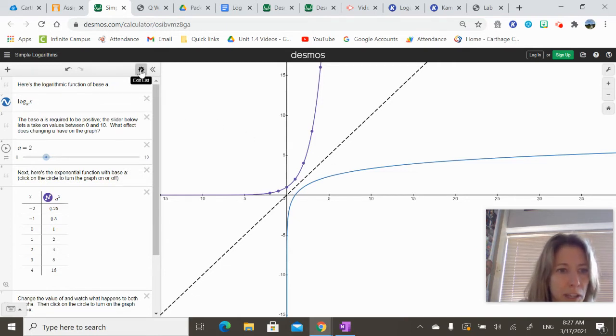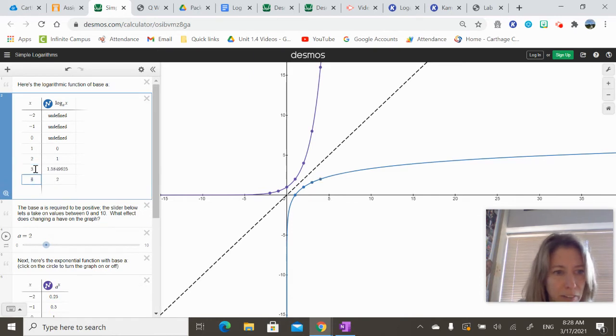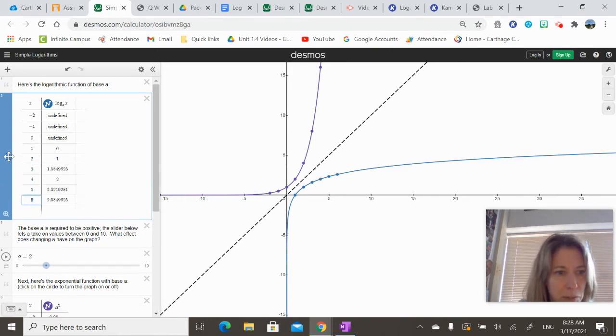If I look at the actual coordinates, you'll see the coordinate of this exponential is 1, 2. Its reflection is just 2, 1. If I want some more, I can just push enter and I can get more points. On my table over here, under the settings, you can click table. Again, if I look at this point, its reflection will be the reverse. Do you see what I mean? The x and y are just switched. So that's how you get an inverse of something.